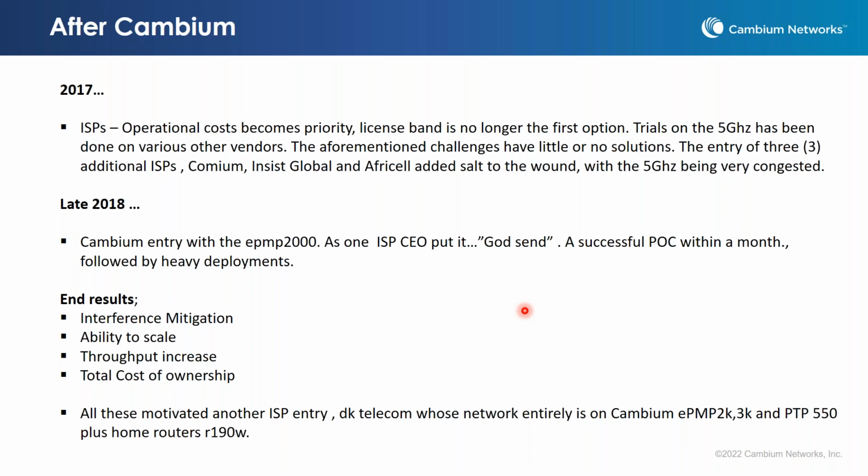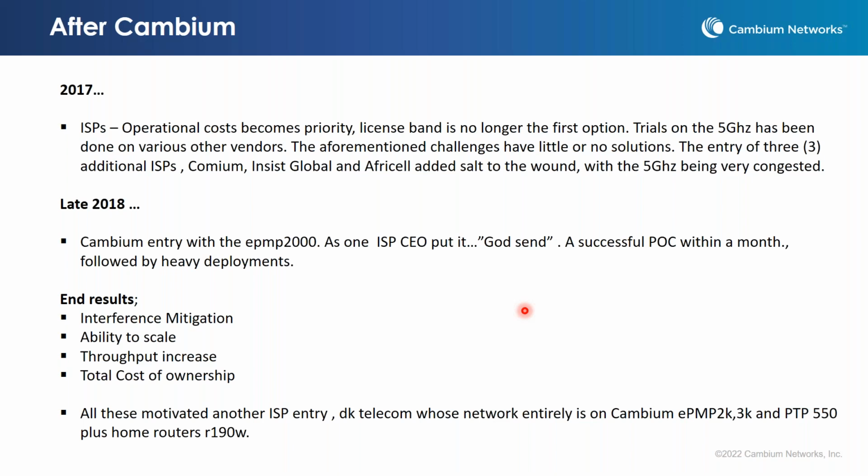So Cambium definitely dominated the 5 gigahertz, with the advantages they had in frequency, sorry, interference mitigation, and the fact that the price is reasonable, in between other vendors, not high, not low.